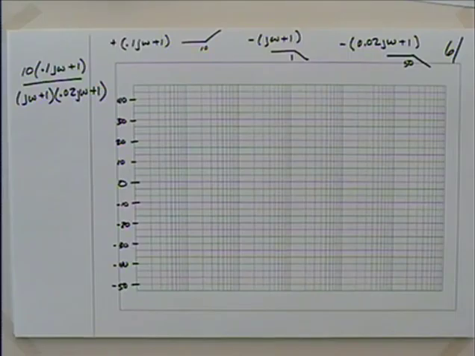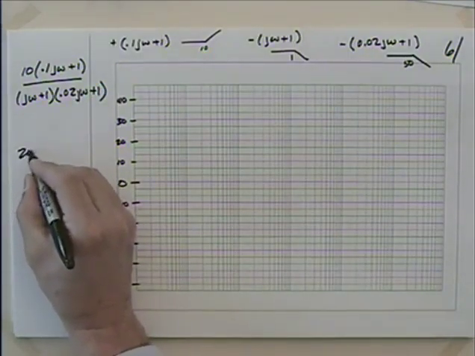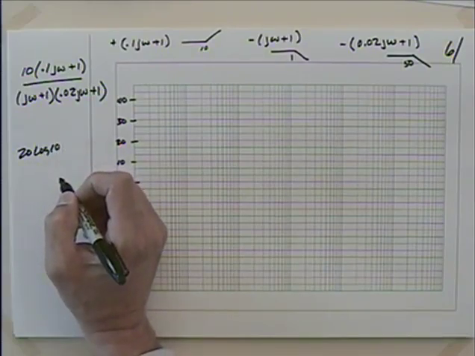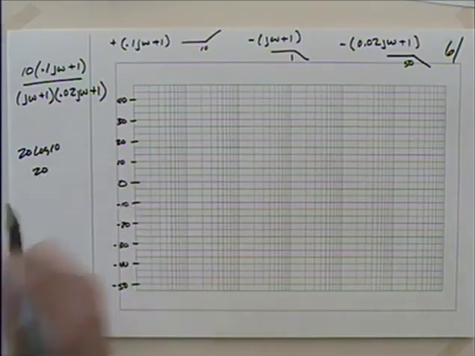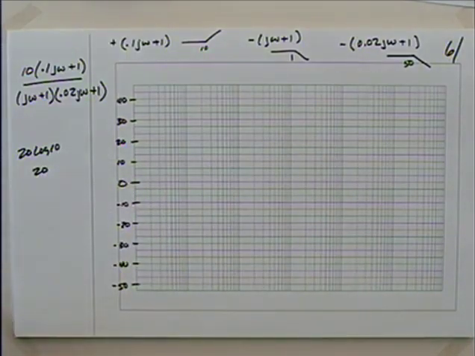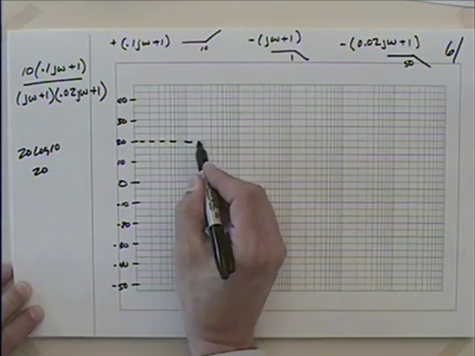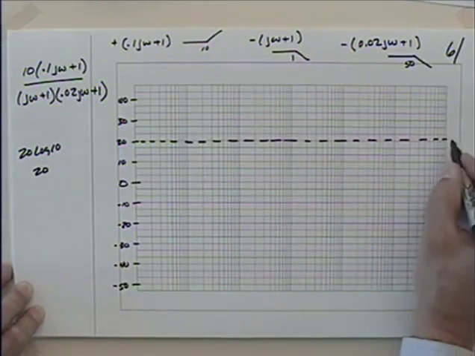Okay, so we've got all of this. I guess the last term to look at is 20 log of 10. What's that going to be? Should just be 20, shouldn't it? Log of 10 is 1. So we should get 20. So we can do this. We're going to have this line here at 20. So there's that one. Let me label that.